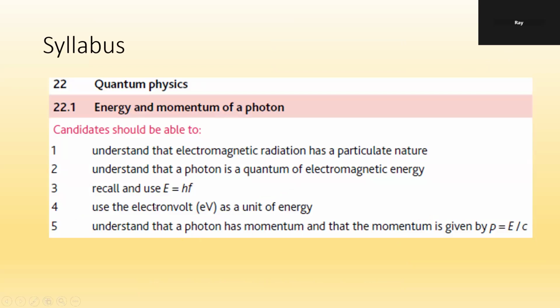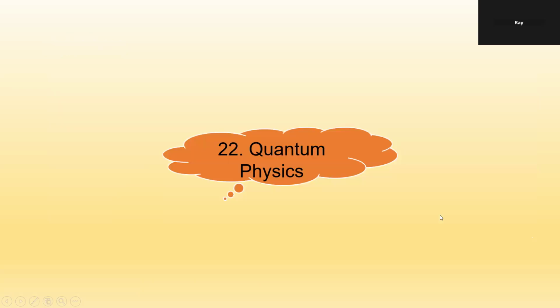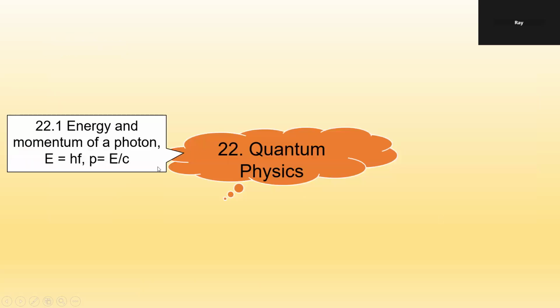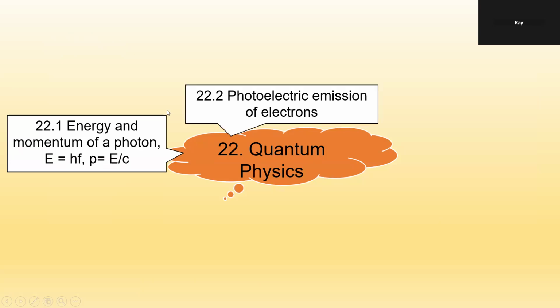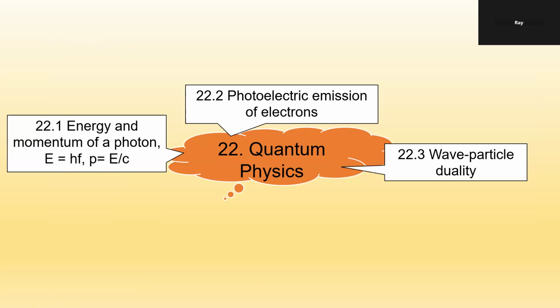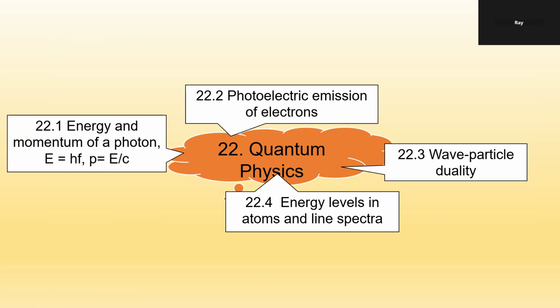This one we have taught you already in the previous topic under magnetism, electron volt. This is the only thing that is new. Okay, quantum physics. 22.1, energy and momentum of a photon. There's energy of photon, there's momentum of a photon, c is the speed of light. Then 22.2, photoelectric emission of electron, wave particle duality, energy level in atoms and line spectra.